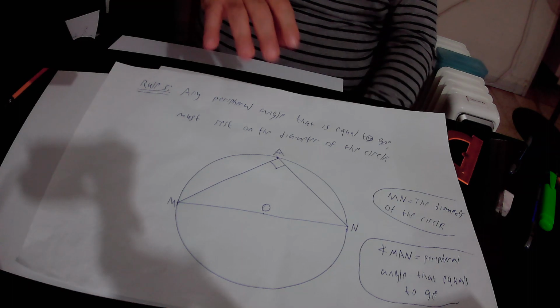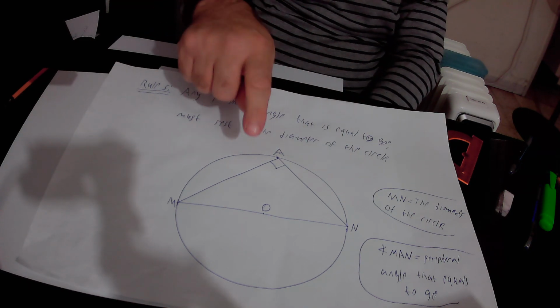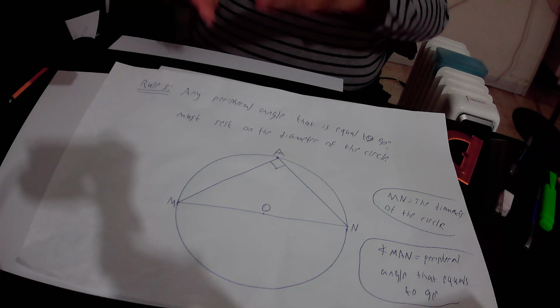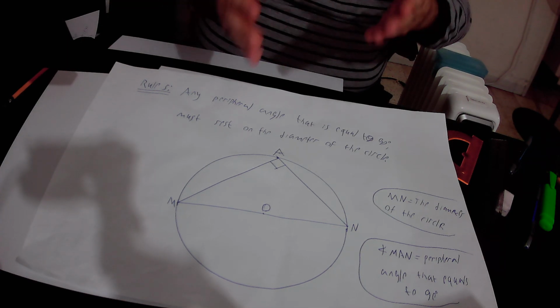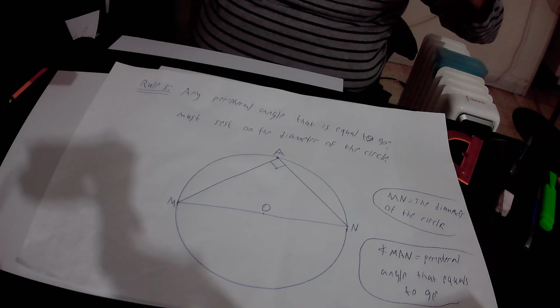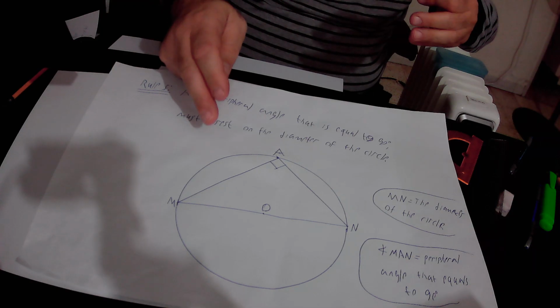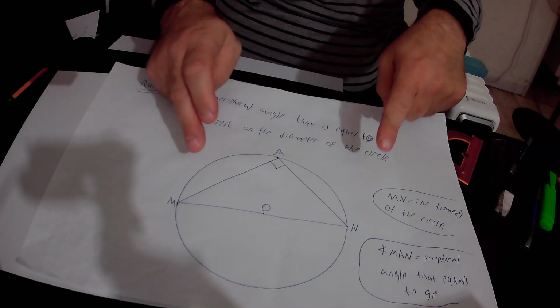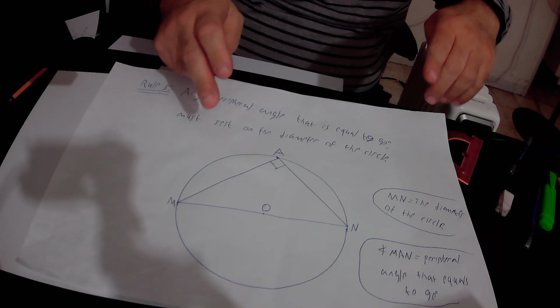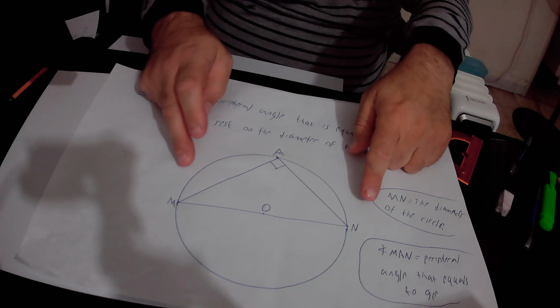In the drawing we have a circle. Inside this circle we have peripheral angle MAN. This peripheral angle MAN equals 90 degrees in its size, and therefore according to this rule number 5, this peripheral angle MAN rests on the diameter of the circle. From the drawing it is very easy to see that peripheral angle MAN rests on chord MN, therefore chord MN is the diameter of the circle.